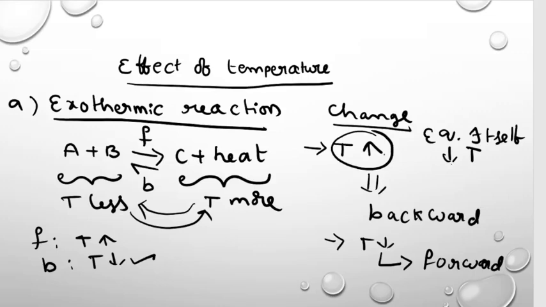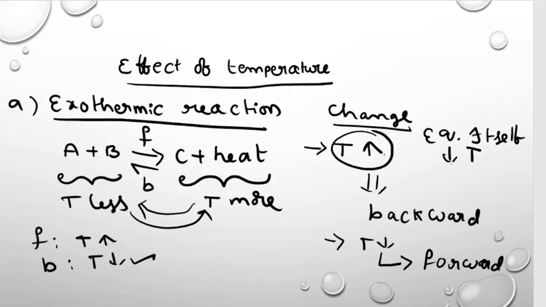Because according to the Le Chatelier principle, if we apply any change, the equilibrium on its own will shift towards the backward direction or forward direction in order to nullify that change. That is exactly the opposite process of what we have done to the equilibrium. That is all about the Le Chatelier's principle.